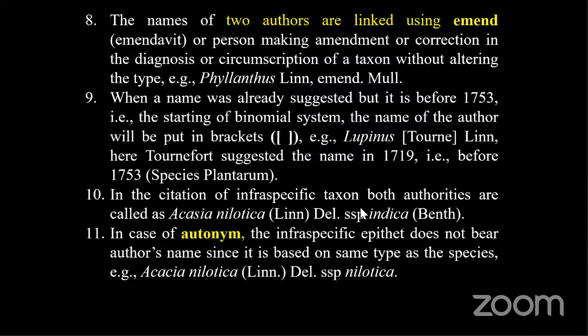In the citation of infraspecific taxa, both authorities are cited, as in Acacia nilotica subspecies indica Benth. In the case of an autonym, the infraspecific epithet does not bear the author's name since it is based on the same type as the species. For example, Acacia nilotica subspecies nilotica. So there are certain rules.